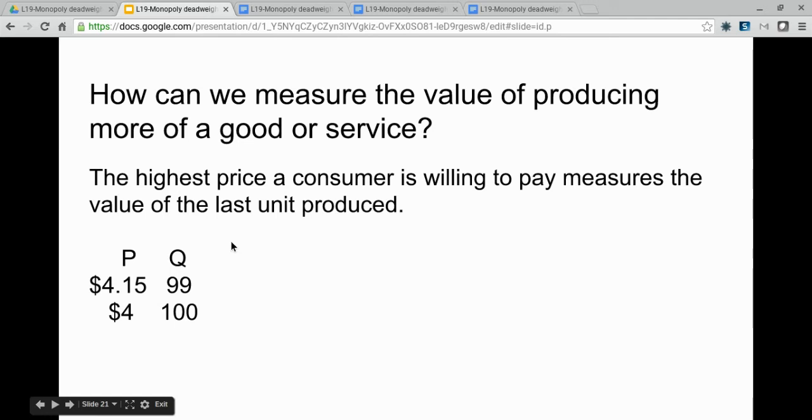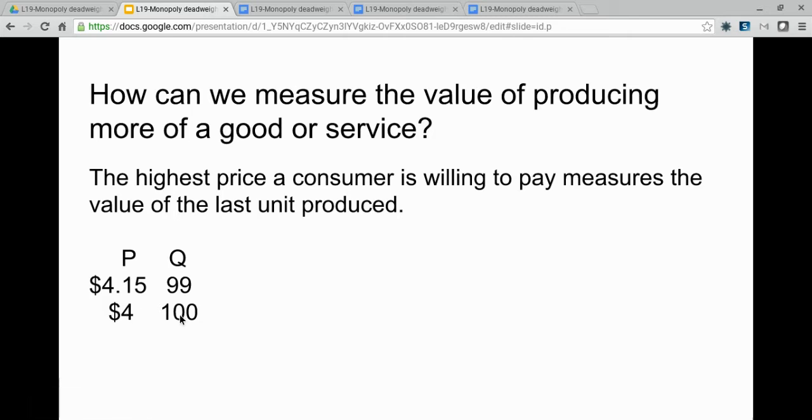How can we measure the value of producing more of a good or service? The highest price a consumer is willing to pay measures the value of the last unit produced. Suppose the quantity of steel increases from 99 to 100 when price falls from $4.15 to $4. This tells us someone values the 100th ton of steel at $4.